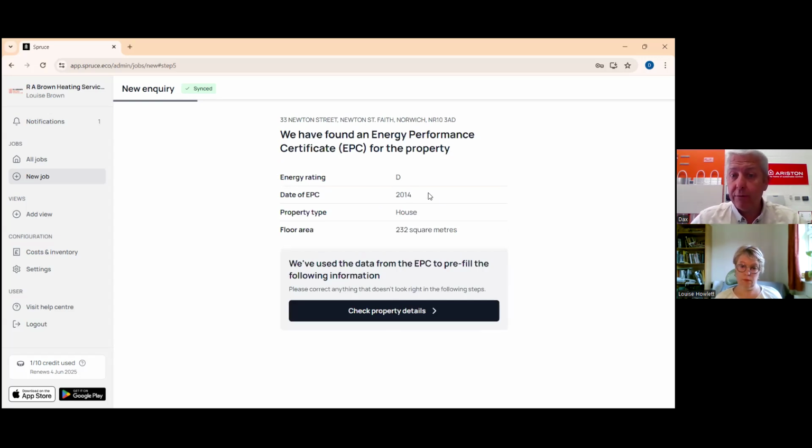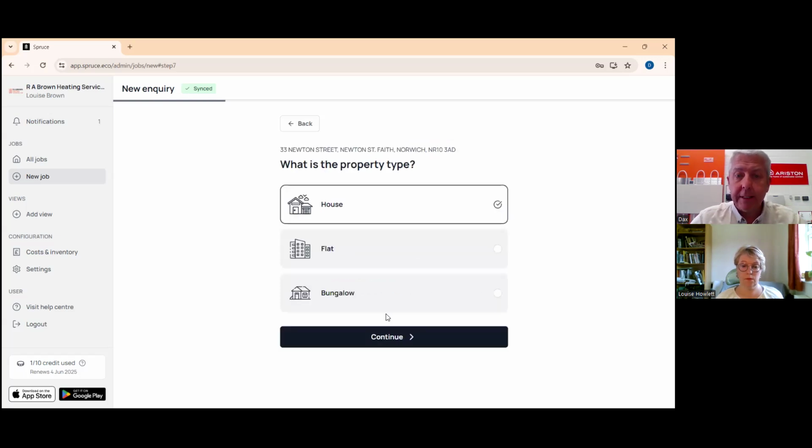It was done in 2014, so it's only just in date, I do believe. If not, they stay on the system for about 12 years. But ultimately, if you've had any changes, any extensions, or any building done on the house, any insulation changes or anything else, it won't be accurate. So this is where we go through in a little bit more detail to find out exactly what's going on with the house.